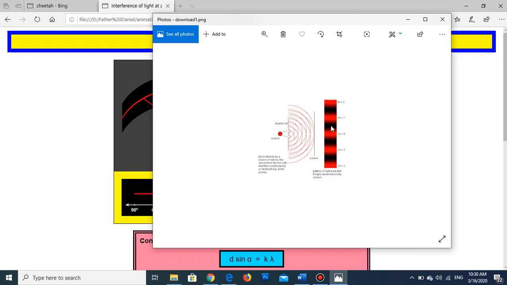It is totally different from diffraction. Here we have equidistant fringes. And the third property is that the pattern is parallel to the slits.